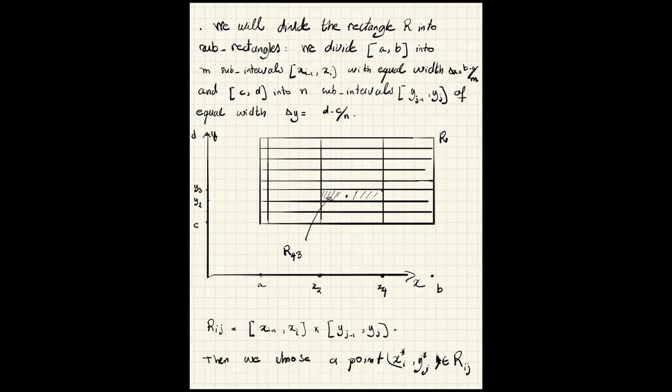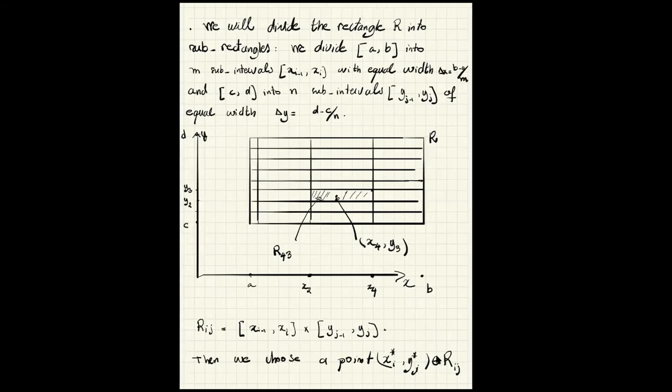For example, this point here will be called (x_4, y_3). This is a very specific example. Of course, you can have much more.